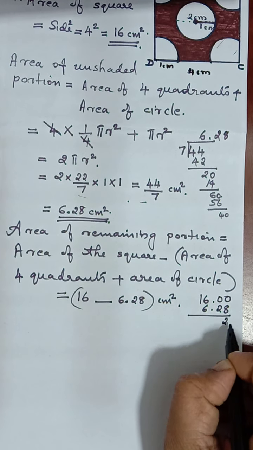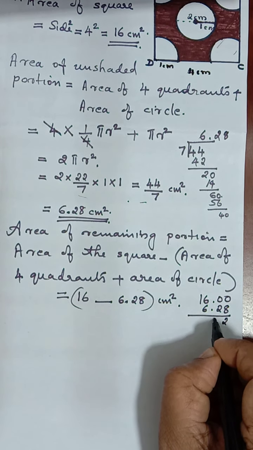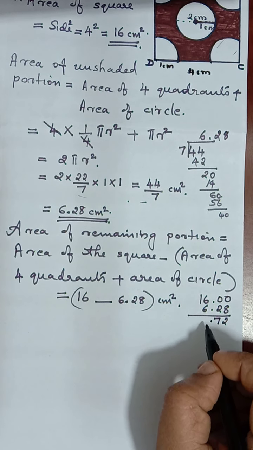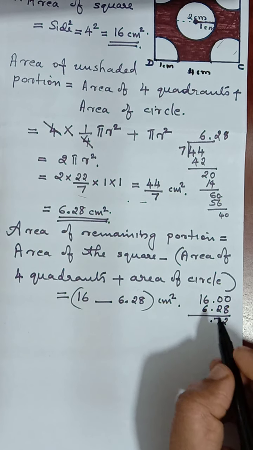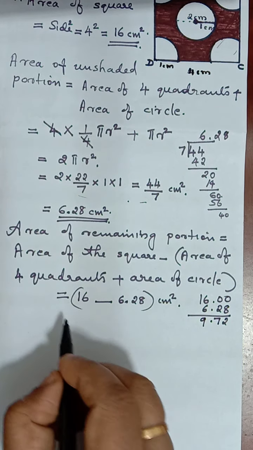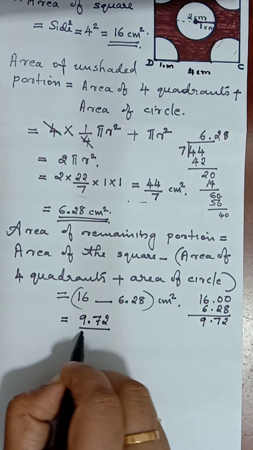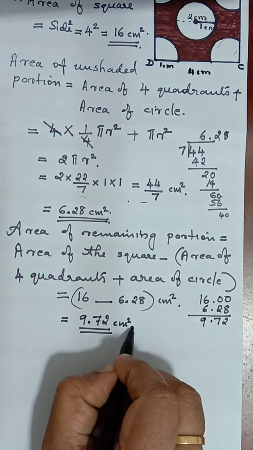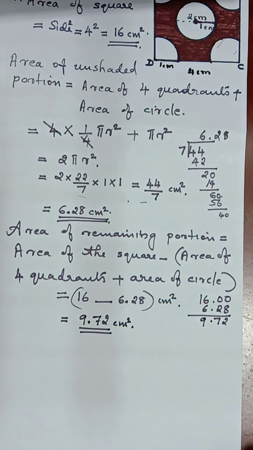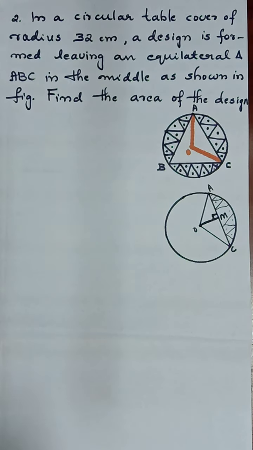6.28. 8 plus 2 is 10, 3 is 7. Okay, so here we have 15 minus 6, it is 9. So the answer is equal to 9.72 cm square. That is the area of the shaded region or remaining portion.